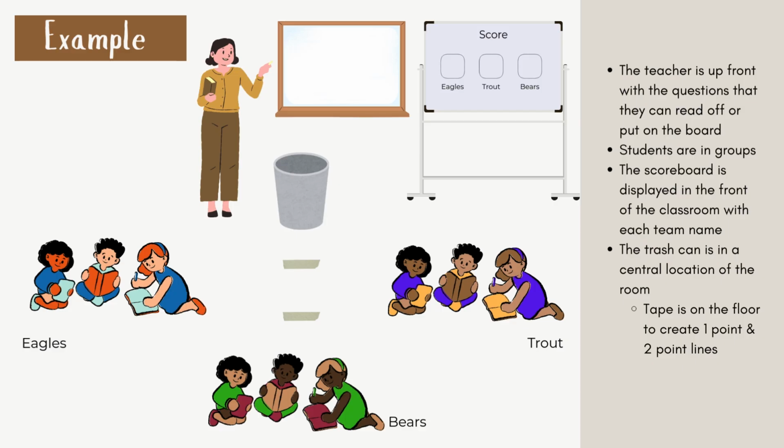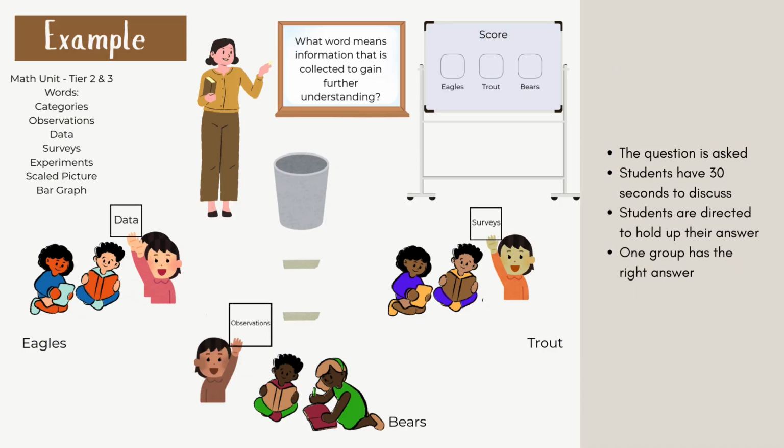In my example, we can see here that the teacher is up front with the questions that they can read off or put on the board. The students are in groups, the scoreboard is displayed in the front, and the trash can is in the central location with tape in front of it. Here we can see that the question has been asked and put on the board.